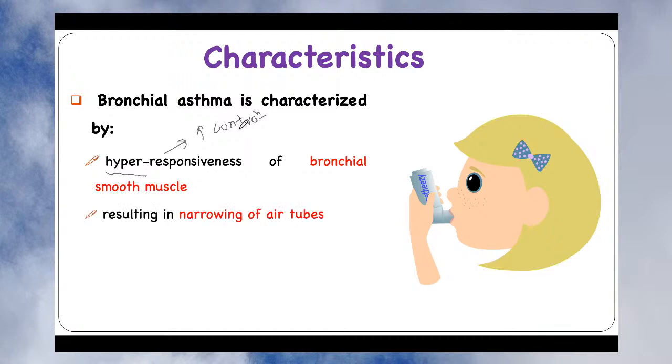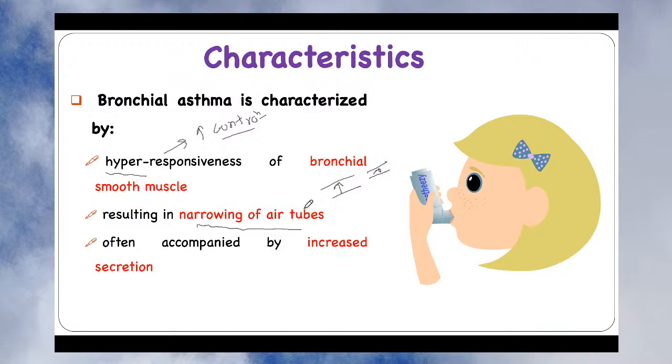Let's see what happens due to this. Due to hyper-responsiveness of bronchial smooth muscle, it results in narrowing of the air tube, because there is more contraction. Suppose this is the normal bronchi, this is the lumen of the normal bronchi, where it is properly able to contract and relax. Now due to hyper-responsiveness, the contraction is increased, and due to this increase in contraction, the lumen size decreases. So now you can see the lumen size is decreased. There is a narrowing of this air tube, or the lumen of the bronchi. So this is the second attribute.